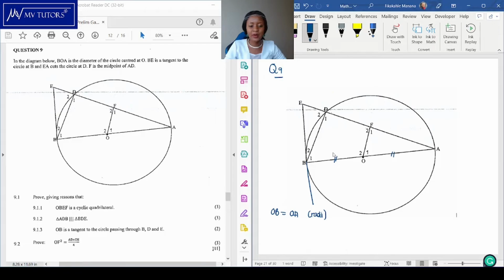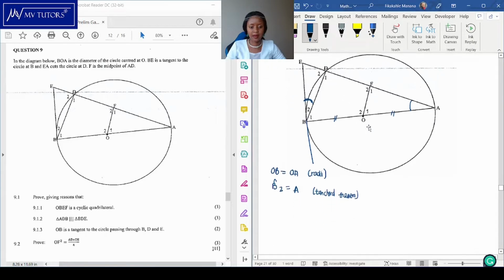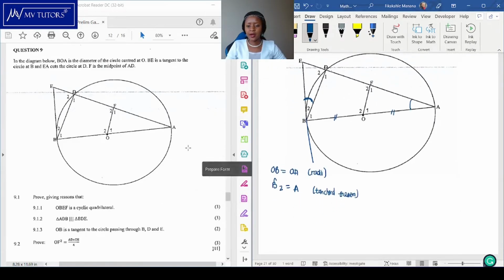Alright, so I would know that B2 would be equal to A. These are just notes that I'm writing for myself as I'm reading the question, and that would be the tan chord theorem. Okay, and then what else do they tell us? EA cuts the circle at D. So this is A, where's E? Okay, EA cuts the circle at D.